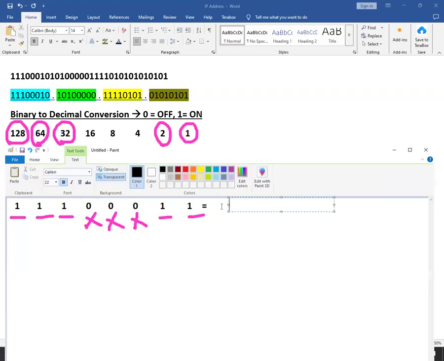So this binary combination, 11100011, is a binary number, and in decimal, what will it come as? It will come as 227. Clear? Let's go with a few more examples here, friends.